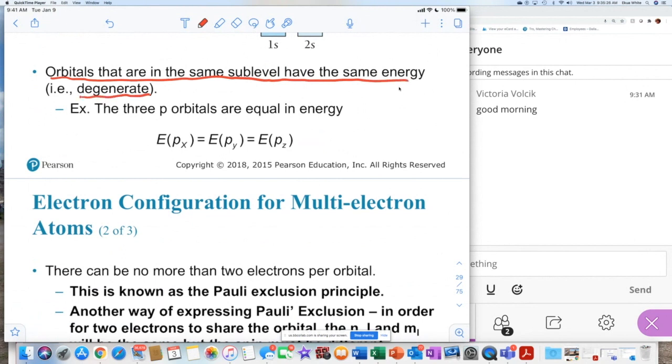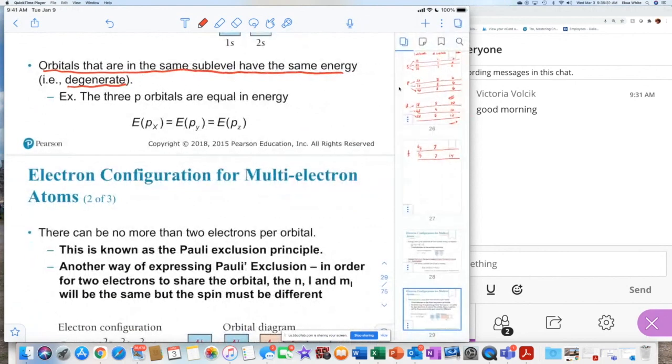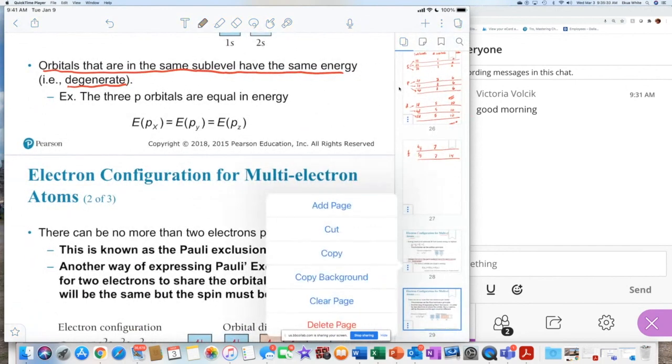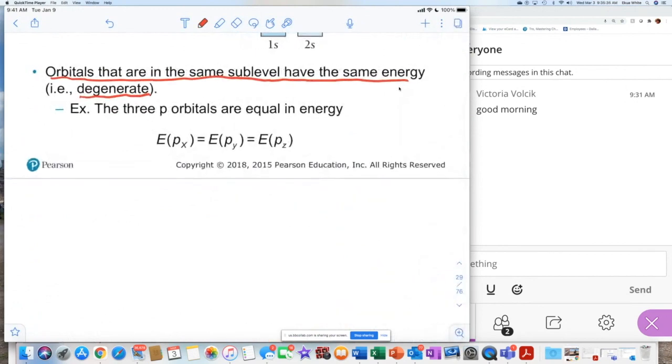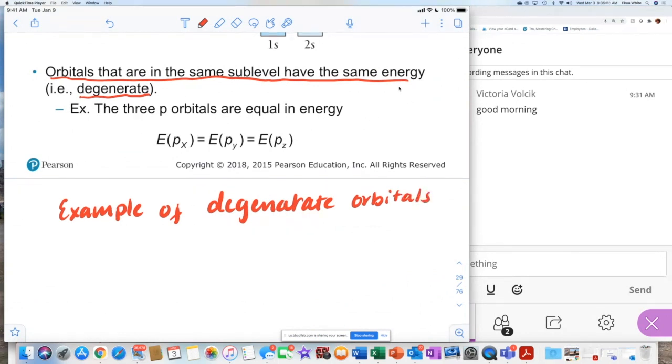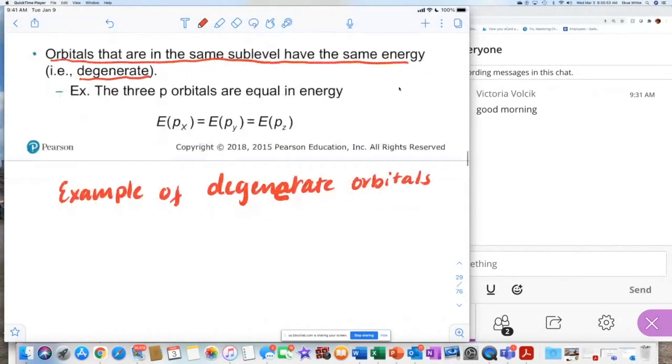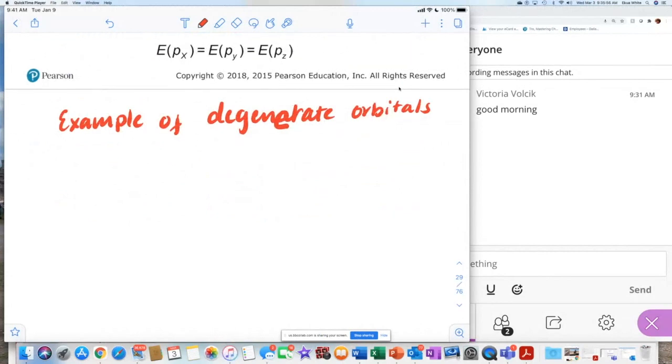So what they mean here is, for example, let me give you examples of degenerate orbitals, because all of this eventually helps us to talk about Hund's rule. So, example of degenerate orbitals. Okay, see my spelling is off here, degenerate. Orbitals. S only has one orbital in the sublevel.